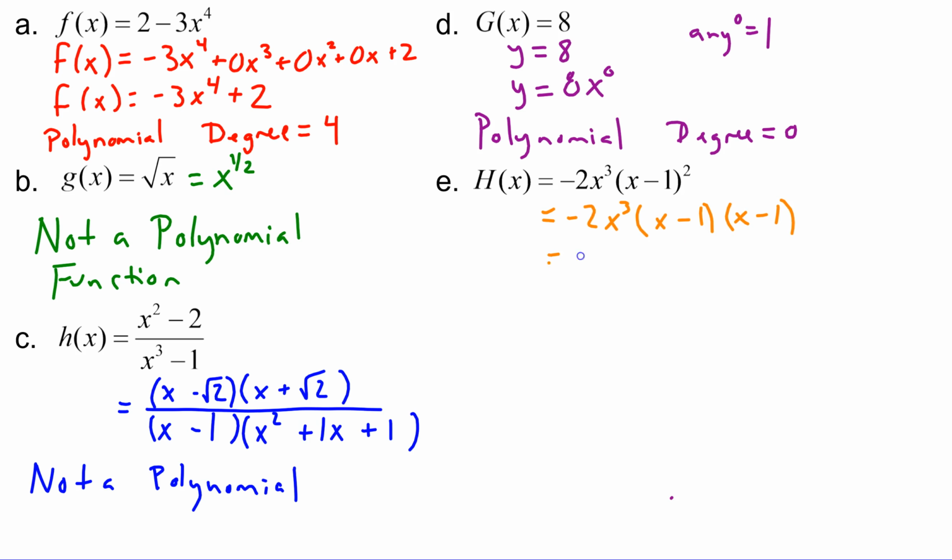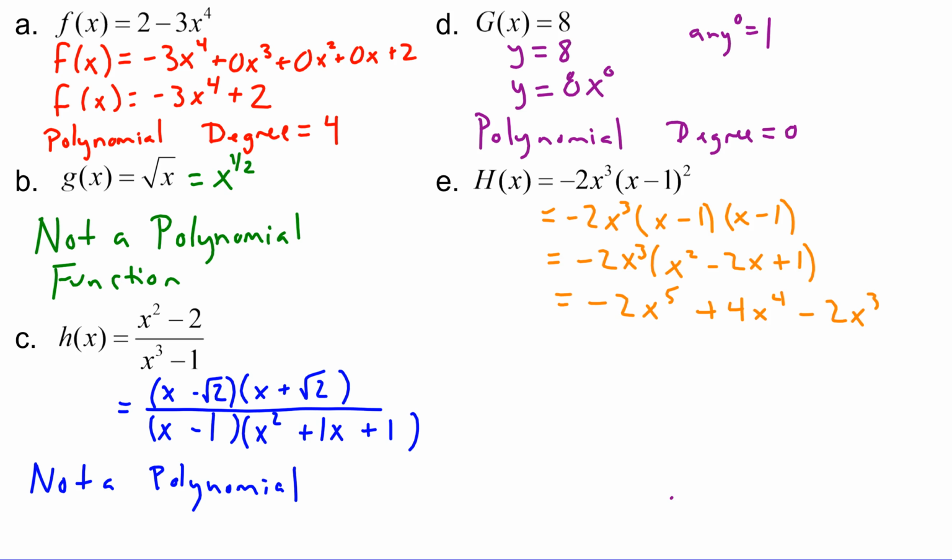So when I FOIL out x minus 1 times itself, I'm going to get x squared minus 2x plus 1. And then I need to distribute my negative 2x cubed. So that is negative 2x to the 5th plus 4x to the 4th minus 2x cubed. And probably right about here we can recognize that it definitely looks like a polynomial. It has even the standard writing format that we're used to.